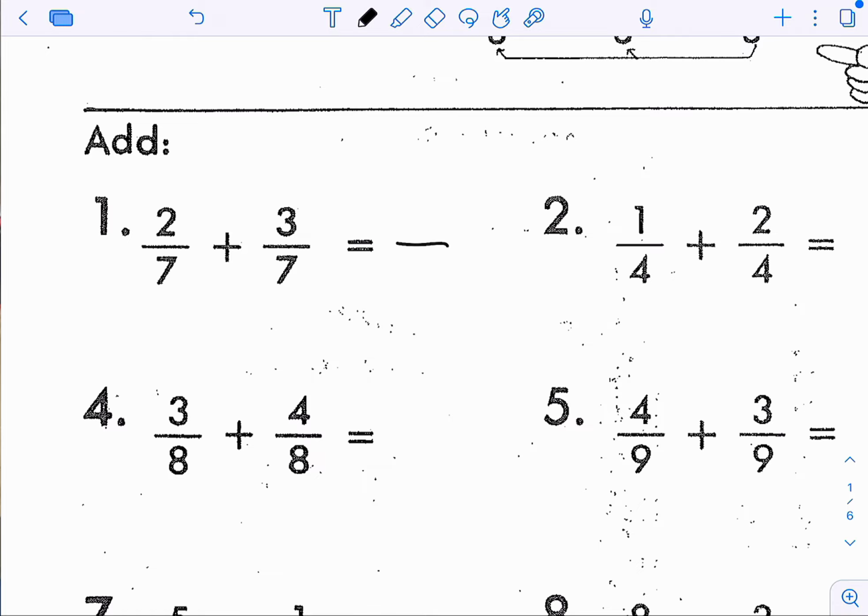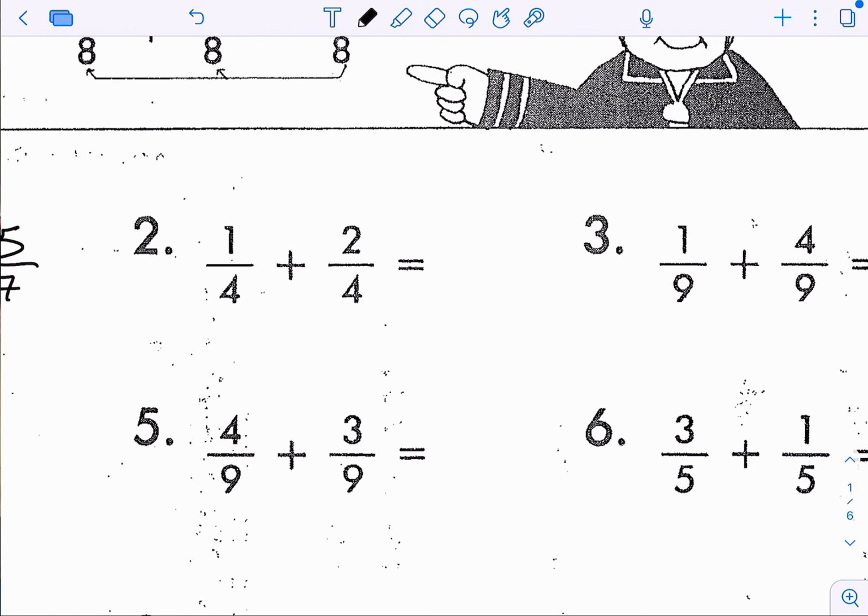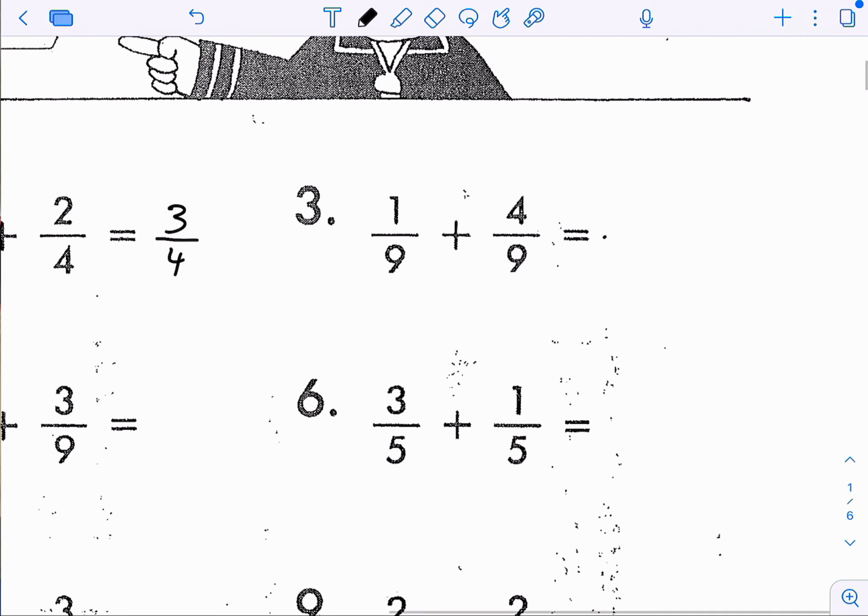Same steps every single time. So I'm going to keep my denominator, and I'm going to add these two together. So 3 plus 2 is 5. So there we go. 2/7 plus 3/7 is 5 over 7. Number 2, 1 quarter and 2 quarters. We just did this one. So again, I'm going to keep the quarters, and I have 3 of them. Next one, I'm going to keep the ninths because we're adding ninths. How many parts do I have? 1 and 4 is 5.